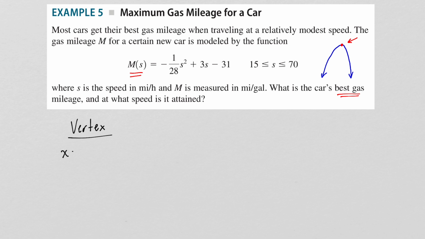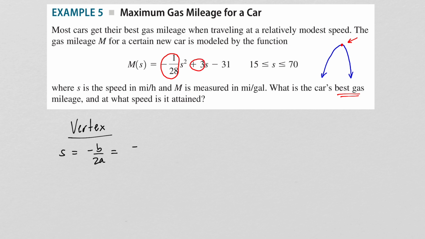And we know the formula says x equals negative b divided by 2a. But in this case, we don't have x, we have s. So let's go ahead and change this to an s. And now let's just plug in b and a. So let's recognize that a is negative 1 over 28 and b is positive 3.